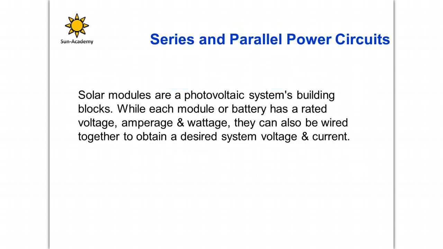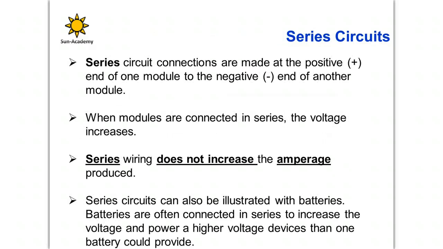Solar modules are a photovoltaic system's building blocks. While each module or battery has a rated voltage, amperage and wattage, they can also be wired together to attain a desired system voltage and current. Series circuit connections are made at the positive end of one module to the negative end of another module. When modules are connected in series, the voltage increases. Series wiring does not increase the amperage produced.